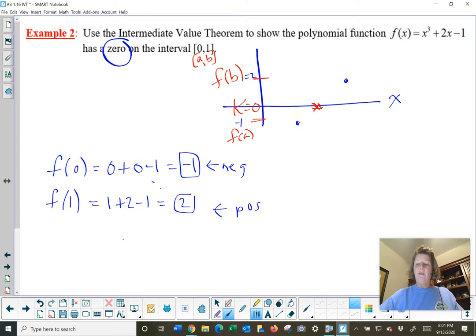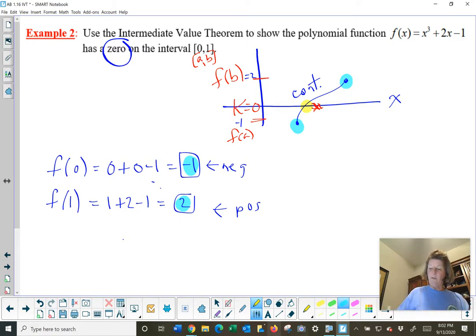Now, that means if I have a continuous function, there's my continuous function, it has to cross the x-axis somewhere along there to move from negative 1 and finish at a height of 2. So yes, use the intermediate value theorem to show that. I would have this information provided because we have to show that f of x is a polynomial. They gave us that information.